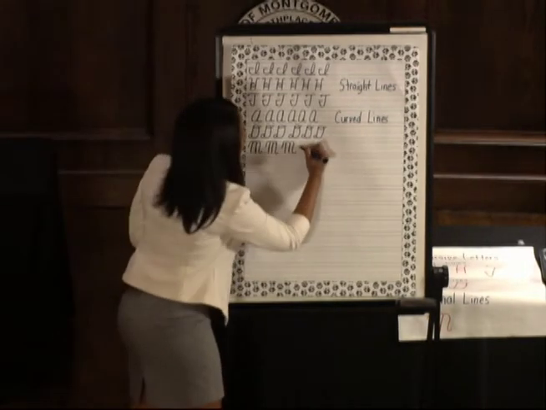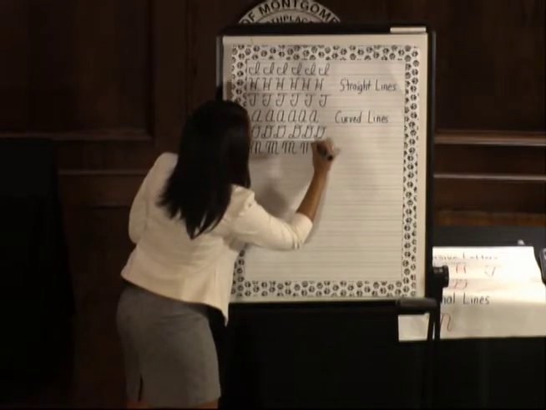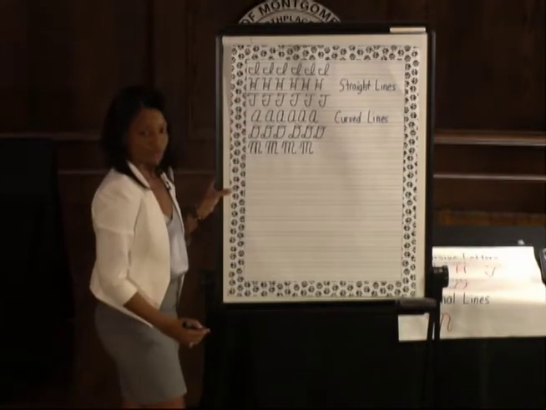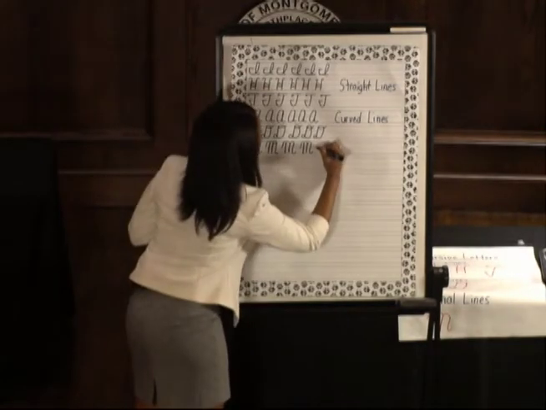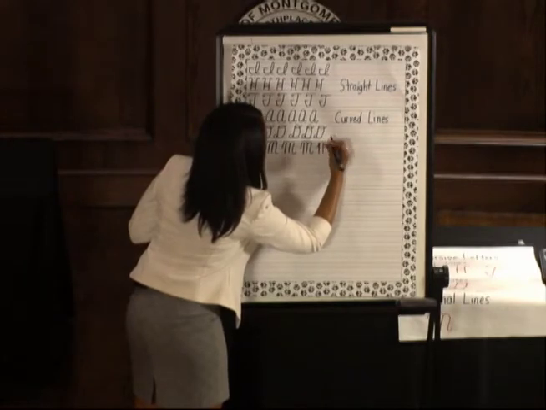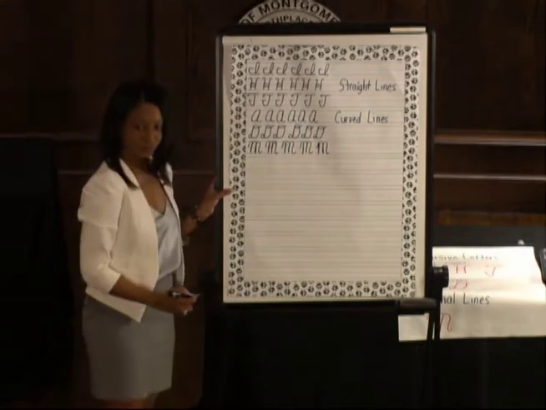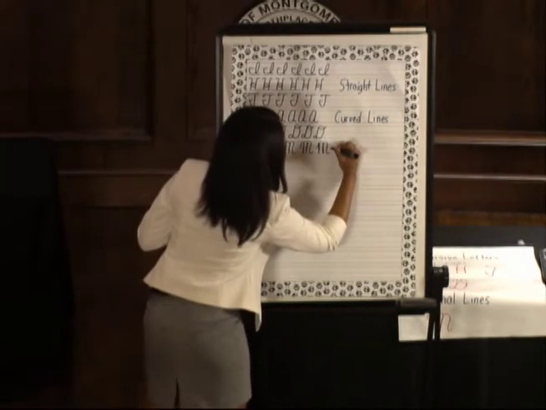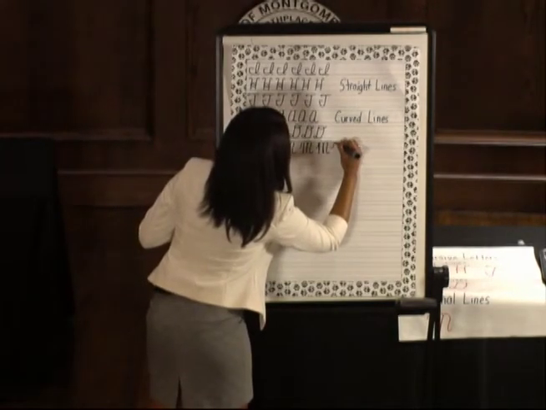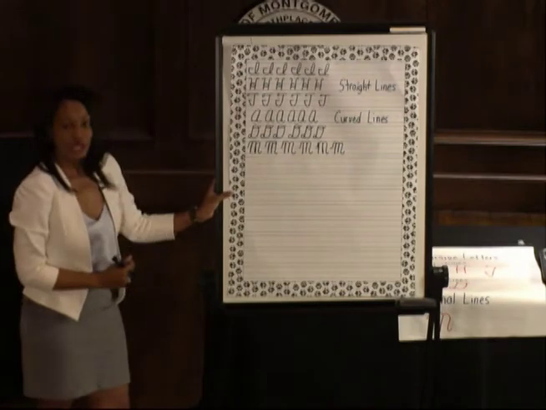Start at the dotted line, loop, loop, loop, curve. Dotted line, loop, loop, loop, curve. Again. Loop, loop, loop, curve. Now you try it at home.